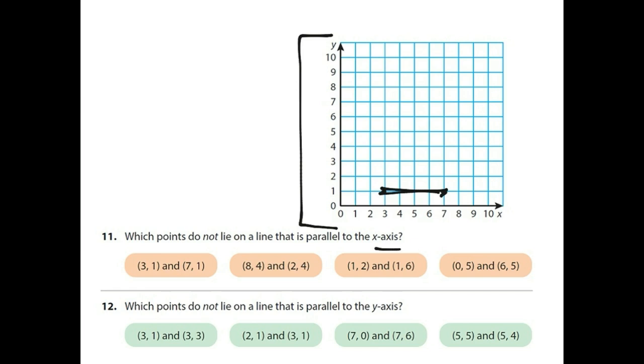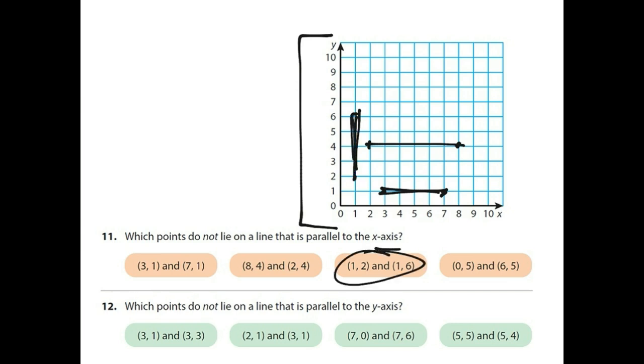Well, 8, 4 and 2, 4. So let's do those. 8, 4 and 2, 4. Those are parallel. All right, and then we've got 1, 2 and 1, 6. Up. That's perpendicular to the x-axis, isn't it?